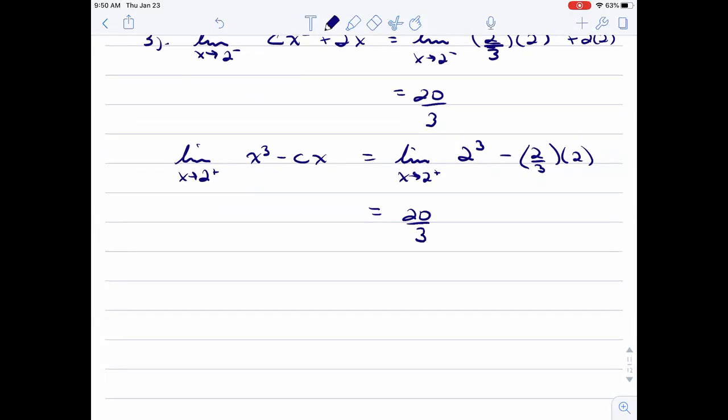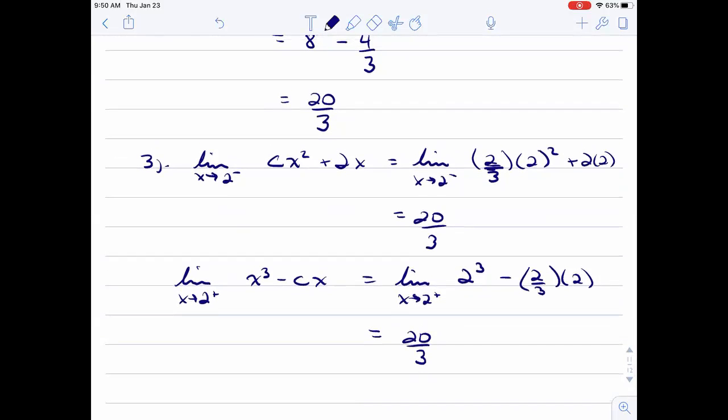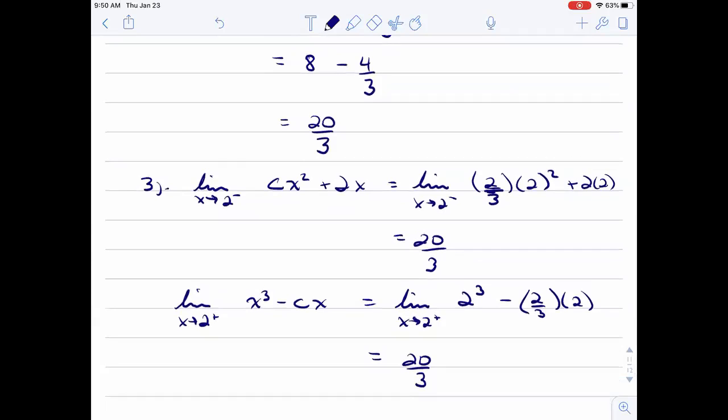Phew. That is what we wanted and needed, right? Because now the limits are the same and we can evaluate it and they equal the same thing.